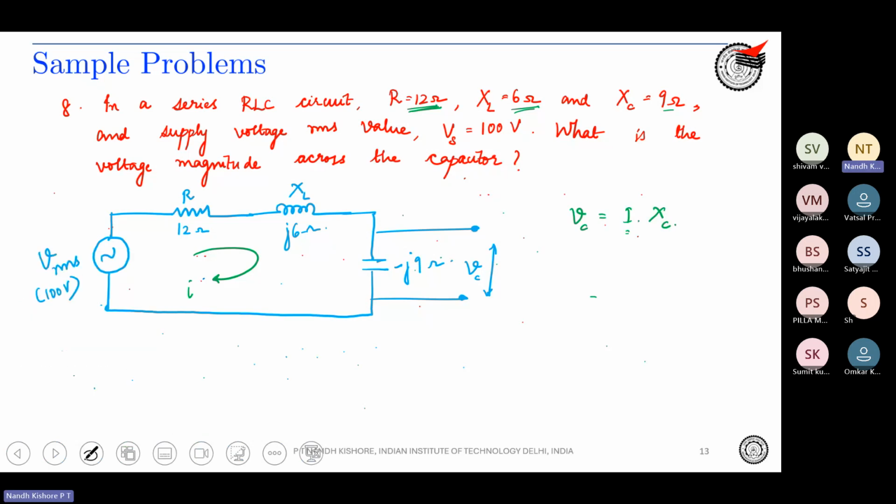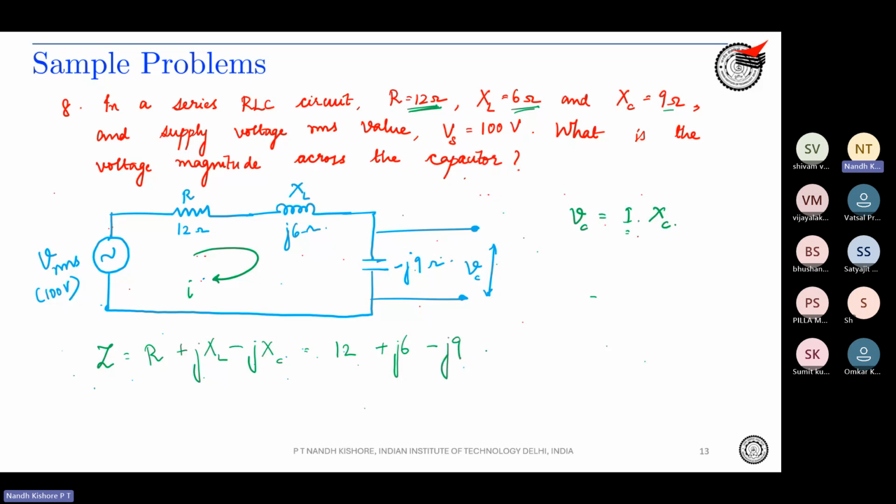So let's find out the net impedance of the circuit, right? Z is equal to R plus jXL minus jXC, right? So R is 12 plus j6 minus j9. Okay, R plus jXL minus jXC, right? So 12 plus j6 minus j9 or 12 minus j3 ohms.